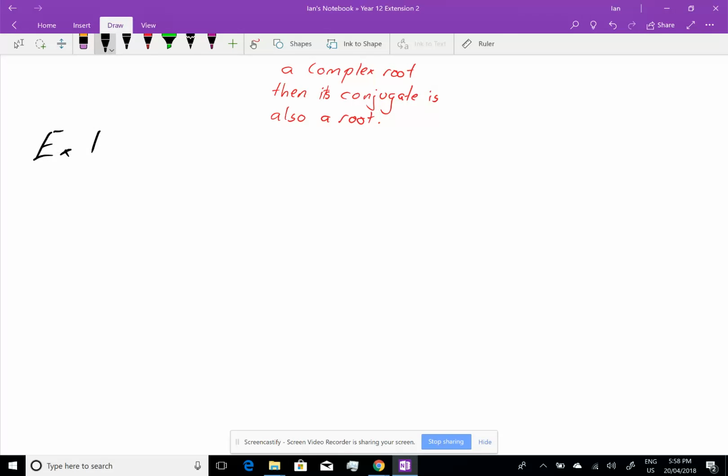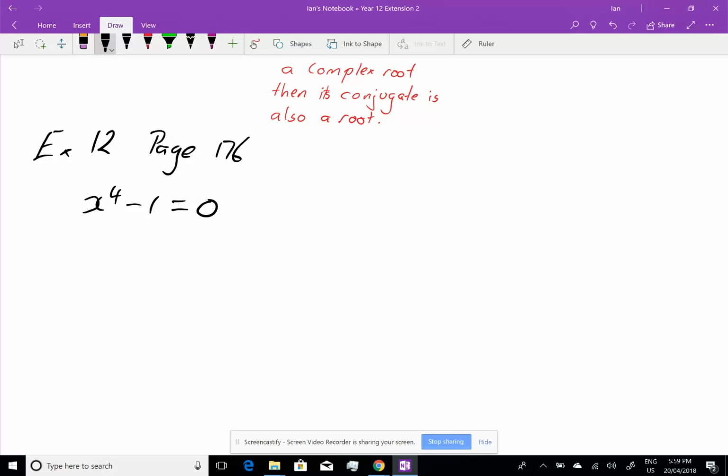Example number 1. I'm pretty sure I'm just looking in Patel. These are worked examples. This is worked example number 12 on page 176. And we'll start with this. It says factorise over the complex field x to the 4 minus 1 equals 0.